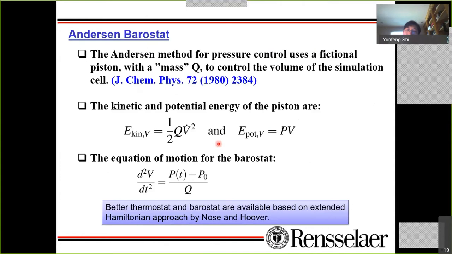The similar idea can also be used to control pressure as well. In this case, you have to introduce a fictitious mass for the piston. The piston will have a kinetic energy and a potential energy, and you have equations of motion for the piston as well. And at the end of the day, you will be able to control both the temperature and the pressure. So you will be able to control N, T, and P, right? There are other methods, like the Nose-Hoover thermostat. They are built on an extended Hamiltonian. They are more physical, a better thermostat. So these are the different ways we will be able to control the system under different constraints, right?